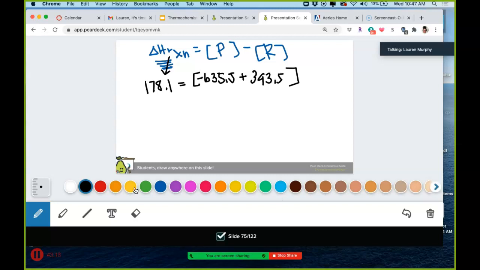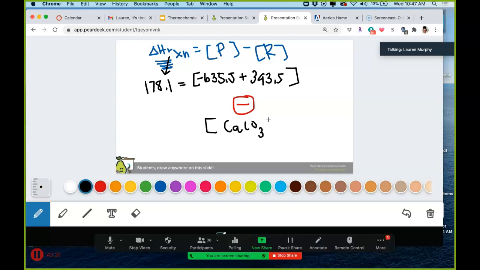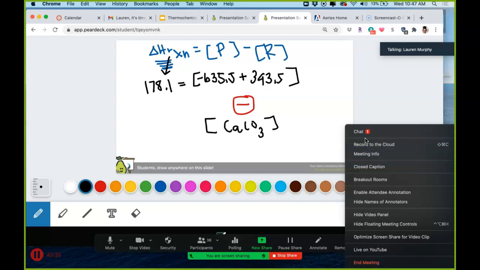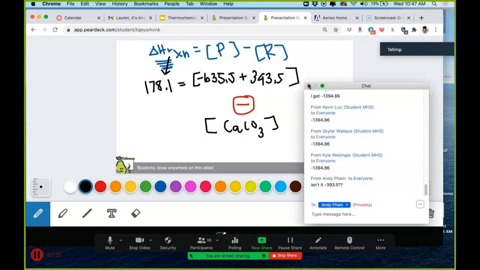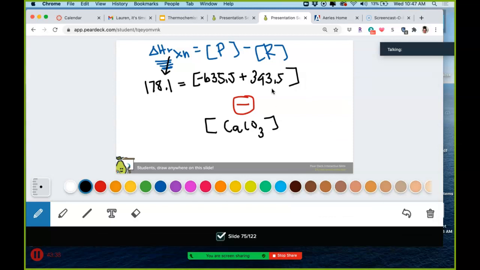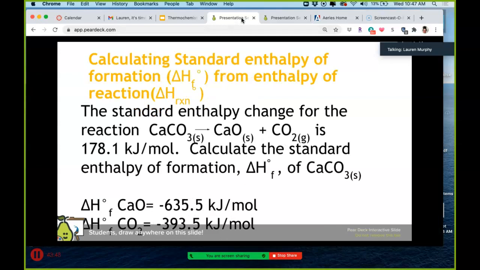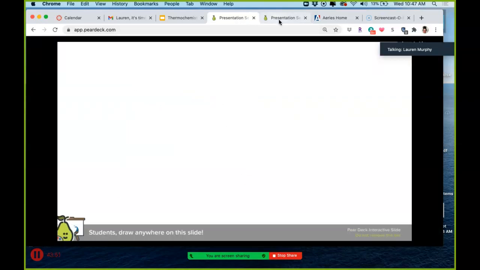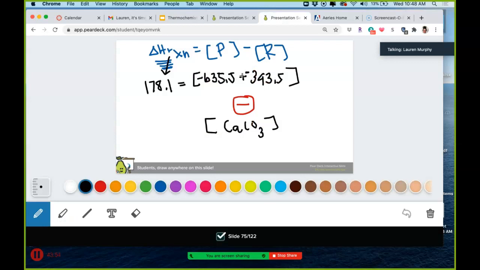So products minus, and then reactant, I only have one reactant in here, right? It's calcium carbonate. That's who you're trying to find. You're trying to find this guy's HF value. Okay. Is this guy negative? Did I miss this? Is this negative 393.5? Let me go back. Yeah, sorry, I forgot the negative out in front of it. Thank you. Okay. So add these two numbers.